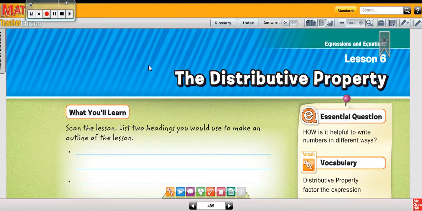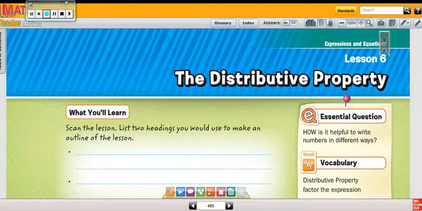Okay, so yesterday we talked about this distributive property. Let's talk about what are some headings that you're going to use to make an outline of the lesson. What did you write down? Annika? Distributive property. Okay, the distributive property itself. Good. What else? Faith? Factor an expression. Factor an expression. Very good. And factoring an expression will be a new skill for us today.